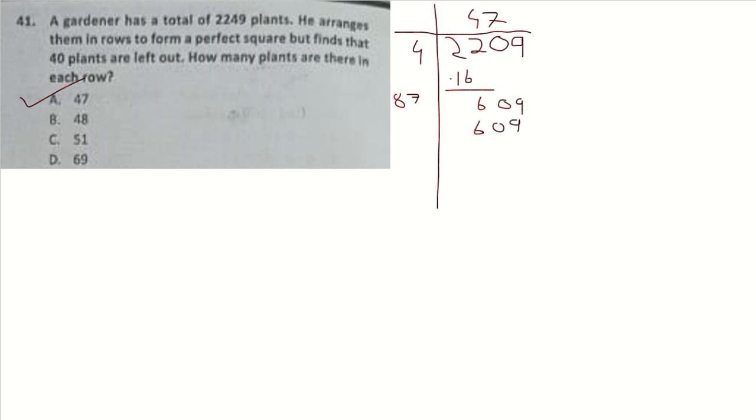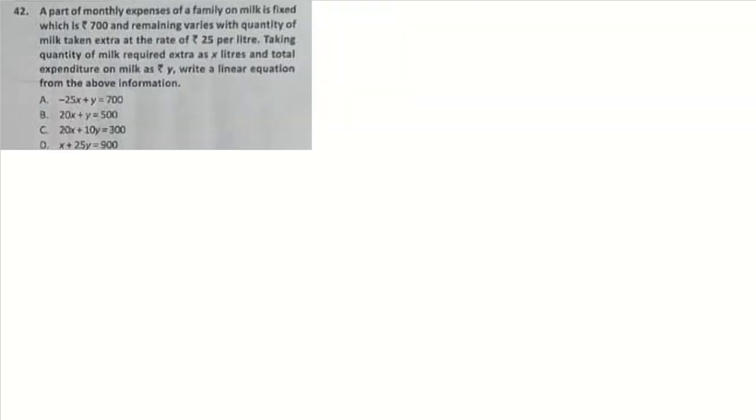Option A. Now, I got the sections wrong when I said at question 16 you're getting everyday mathematics; it was mathematical reasoning, and from question 36 it was everyday mathematics, but that's okay. A part of the monthly expenses of a family on milk is fixed, which is 700 rupees, and the remaining varies with the quantity of milk taken extra at a rate of 25 per liter. Taking the quantity of milk required extra as x liters and total expenditure on milk as y rupees, write a linear equation from the above information.